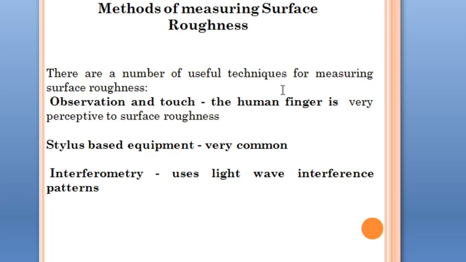The Ra value is also measured using measuring instruments. Stylus instruments or the interferometry principle can also be used for finding the Ra value. Stylus based equipment is common for measuring the surface roughness. By observation, we can touch the surface. We cannot find out the Ra value, but we can identify whether it is a good, fine, or rough surface.